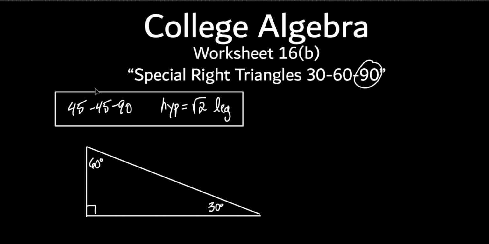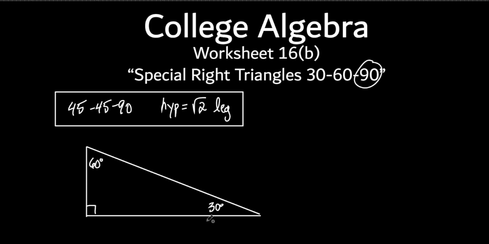What did you know about the two legs? That they were the same. But that was so easy, it's hardly even worth writing it down. Would you agree? All right, but it's important. But now what we're going to do is we're going to do two things with a 30, 60, 90 triangle. But before we write those two things down, let's label the three sides.